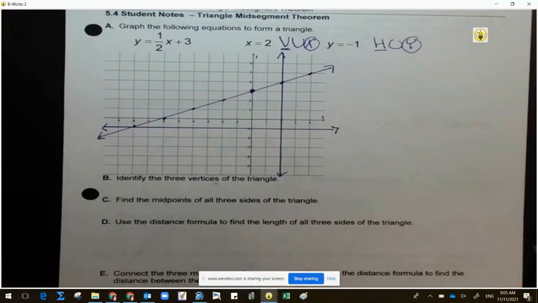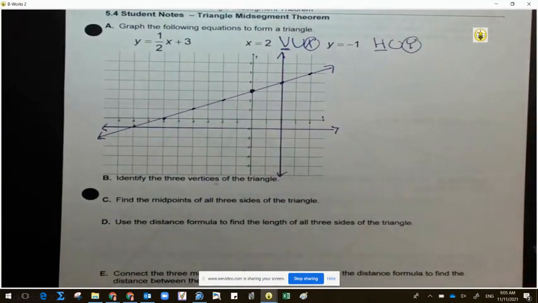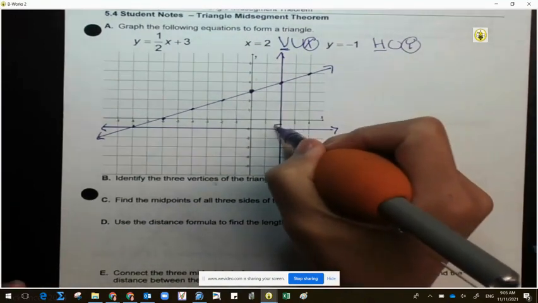So there's a specific feature about this one. Just by looking at this, do I have a right triangle? Yep. Does that mean every triangle I make has to be a right triangle? No. So let's go ahead and notate the right angle just to be specific.